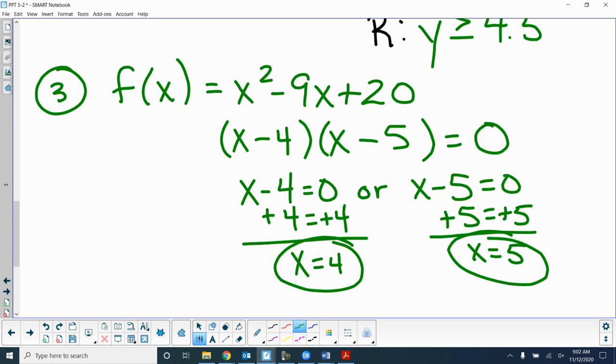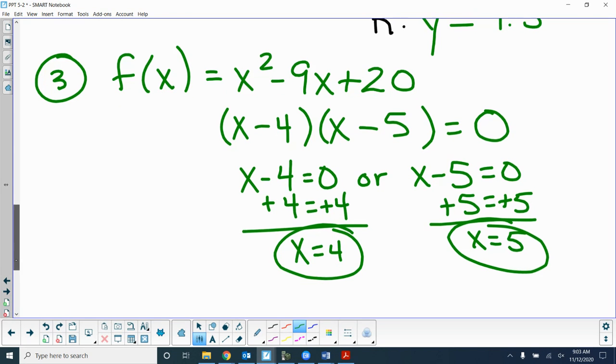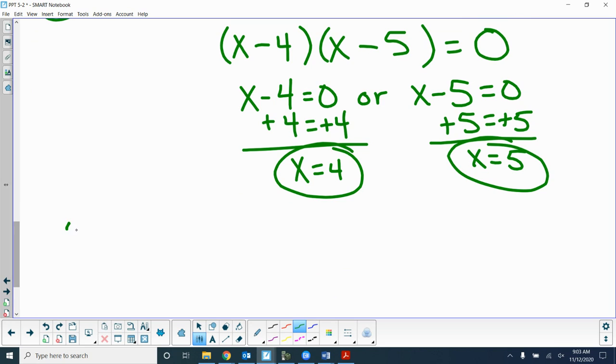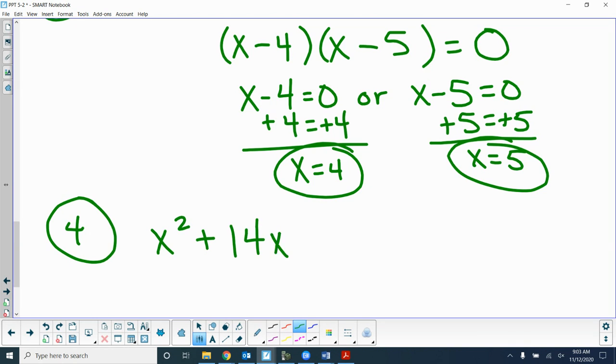Number 4 is the exact same type of problem, but it says find the roots because it's in equation form. That's all. Roots, zeros are the same thing. Solutions, okay? So they already have it set equal to 0.